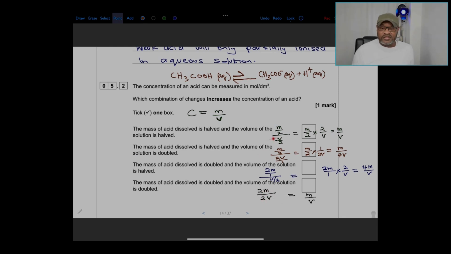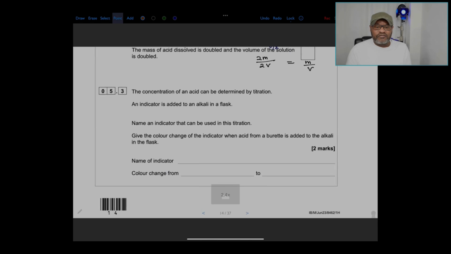So you're going to get just m over v. So no change for this one. So the only one that has a change is going to be that one. So that's the answer.